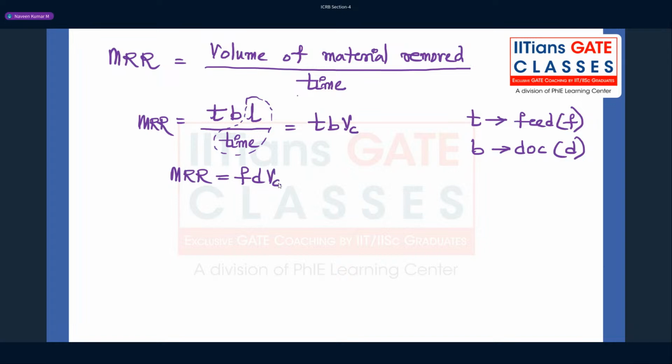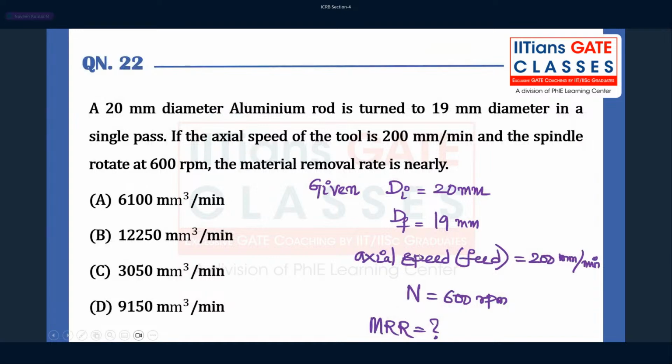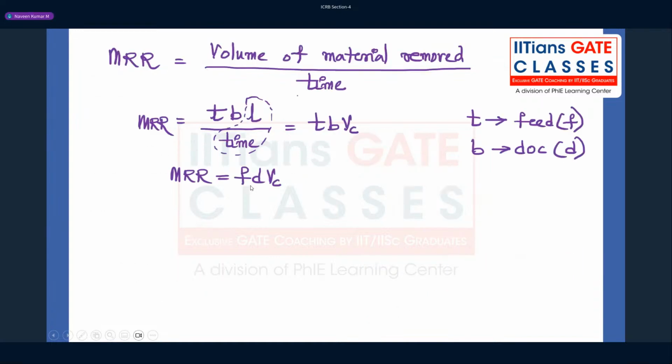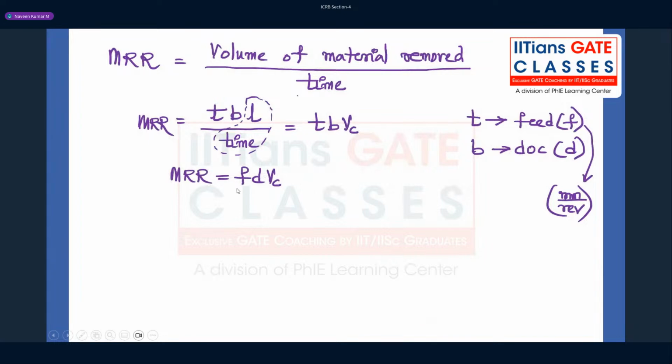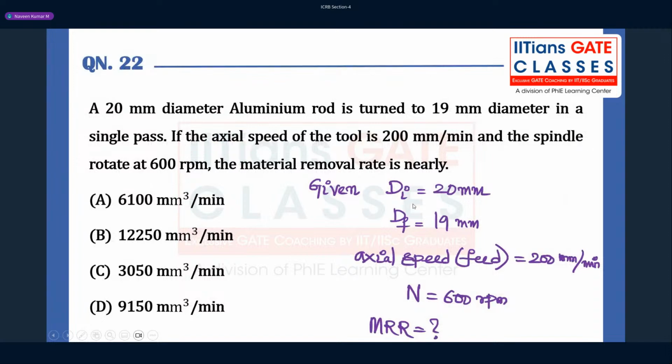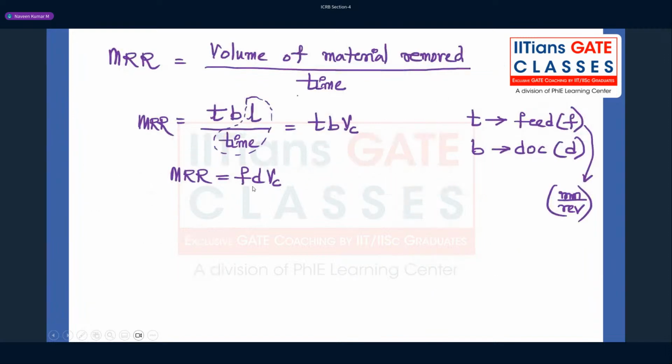Right? So what is given here, we have to see. This feed should be in per revolution, but in the question they have given it in per minute. That is very important, you have to understand that. So first we have to find the feed per revolution, the depth of cut, and the cutting velocity. If you can find these three, MRR is done.